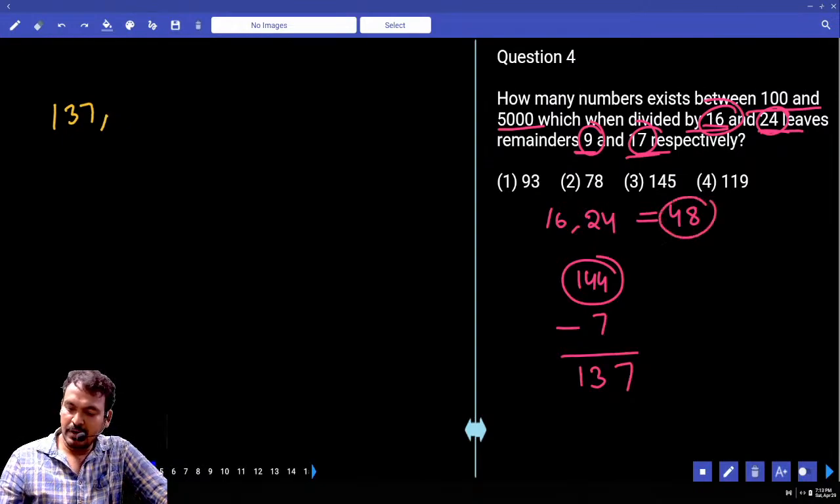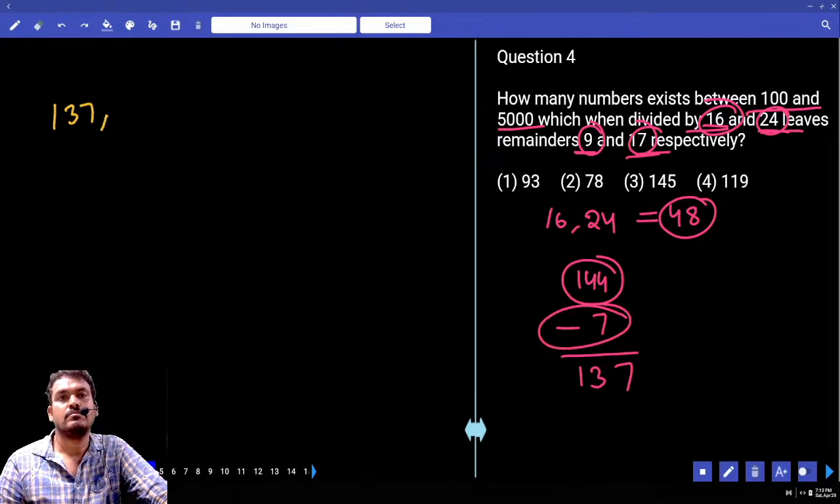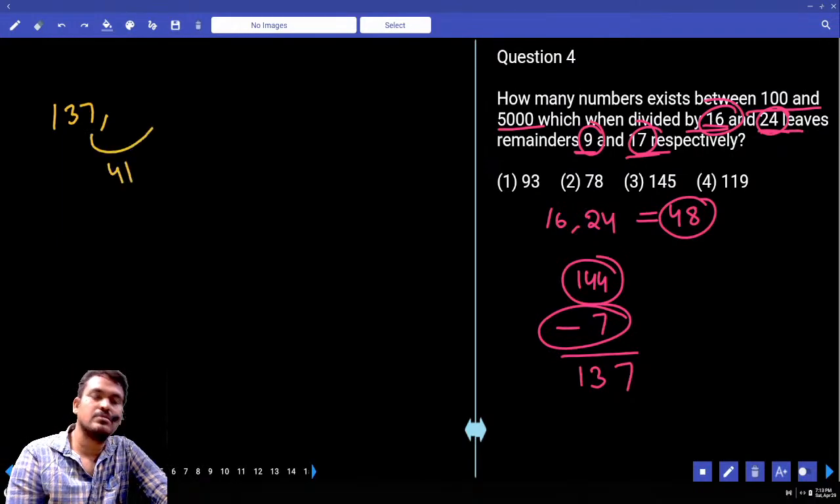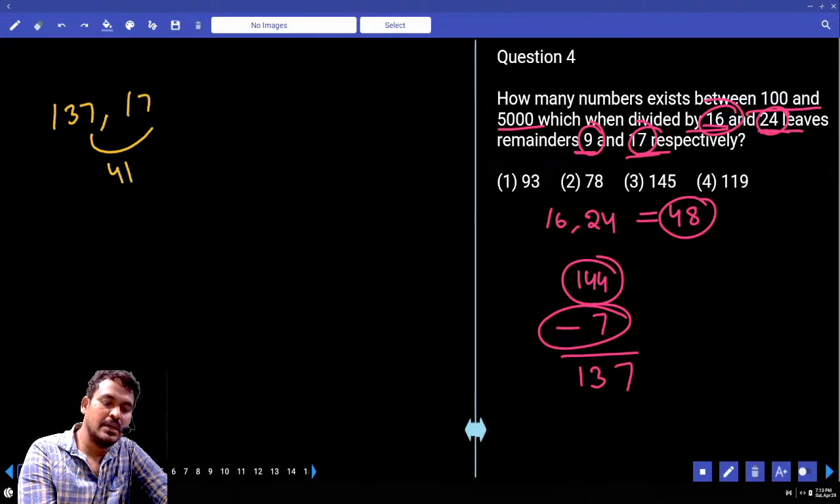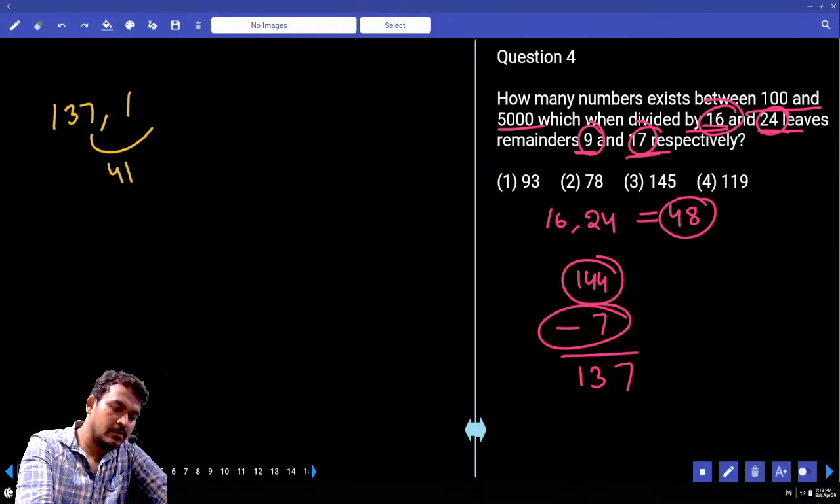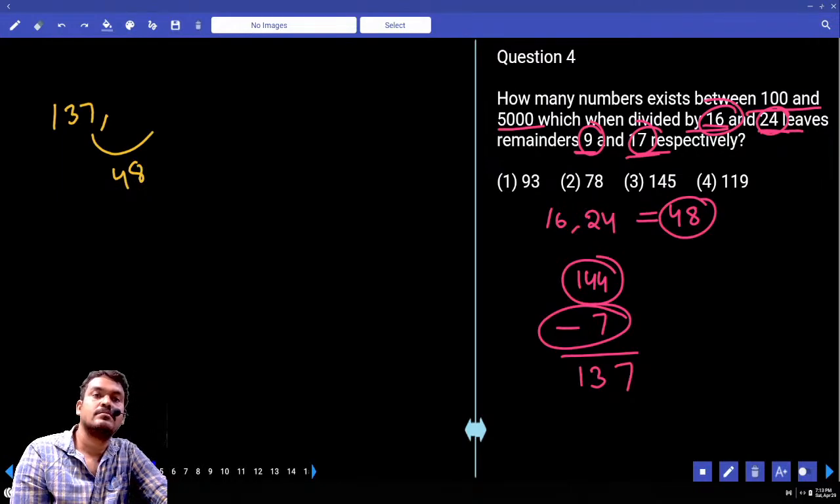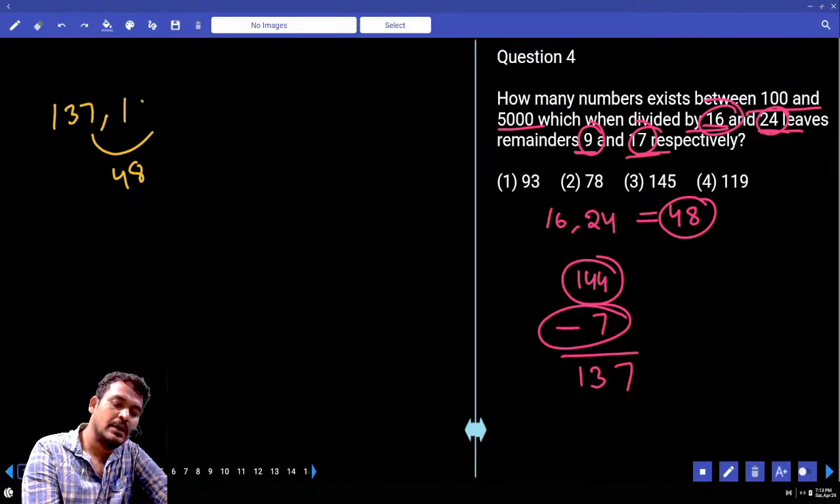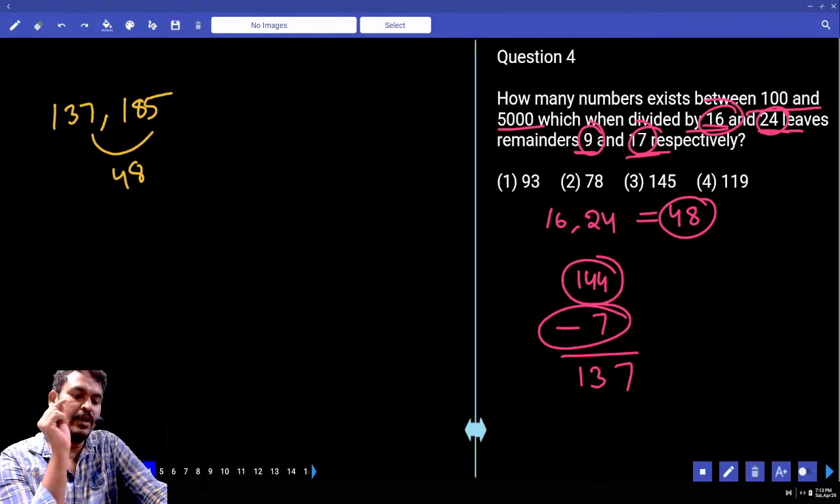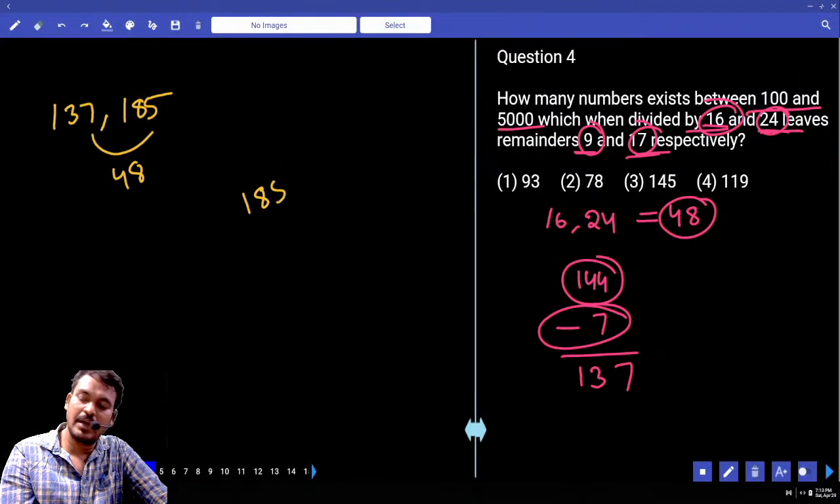Second number, what is the difference between 48 and 7? 41. Then we write 41 multiples, sir. 137 and 41, how much? Sorry, 137 plus 48, how much? 185. Means if 185 is divided by 16, we get the remainder.